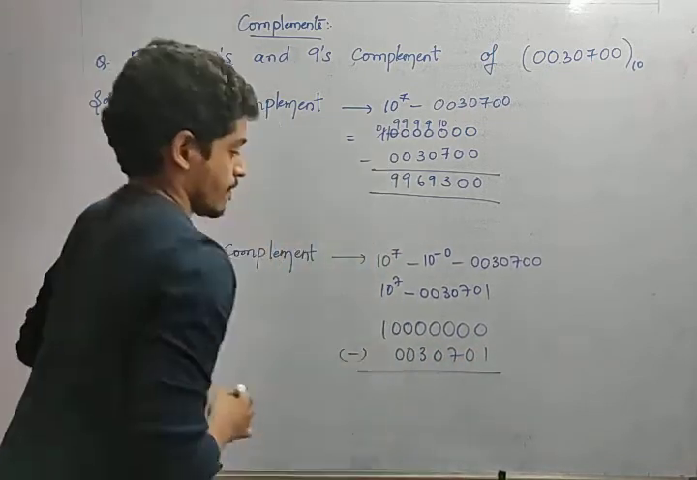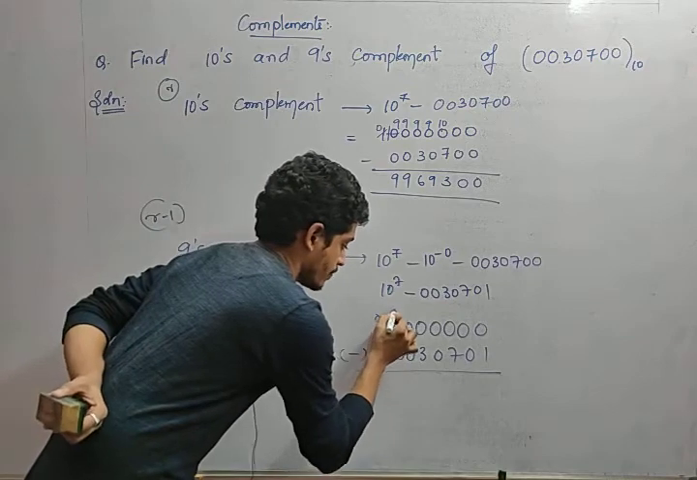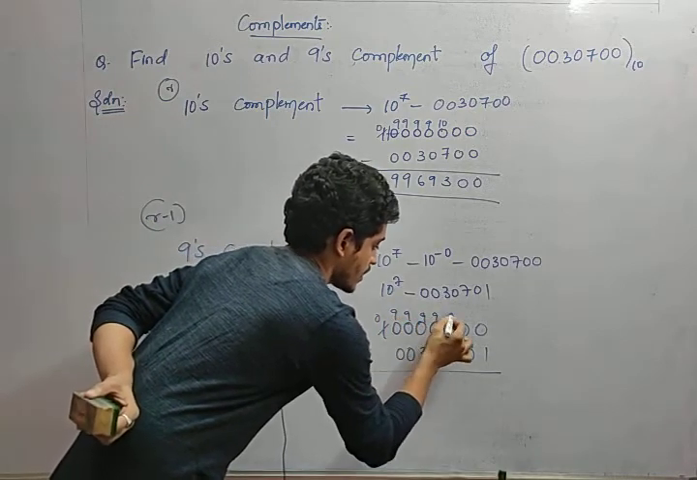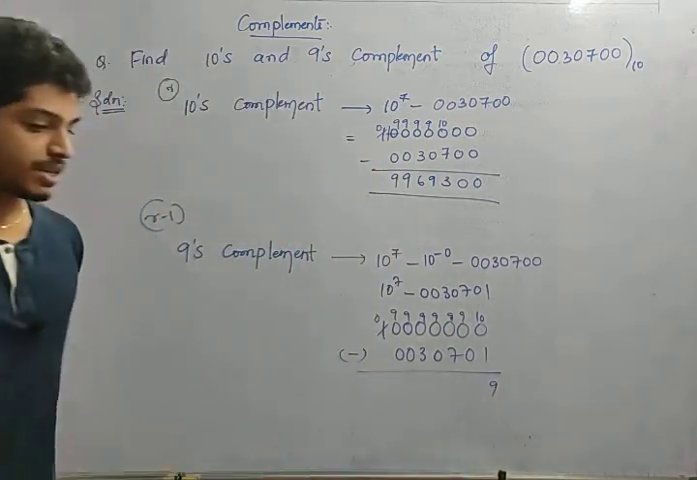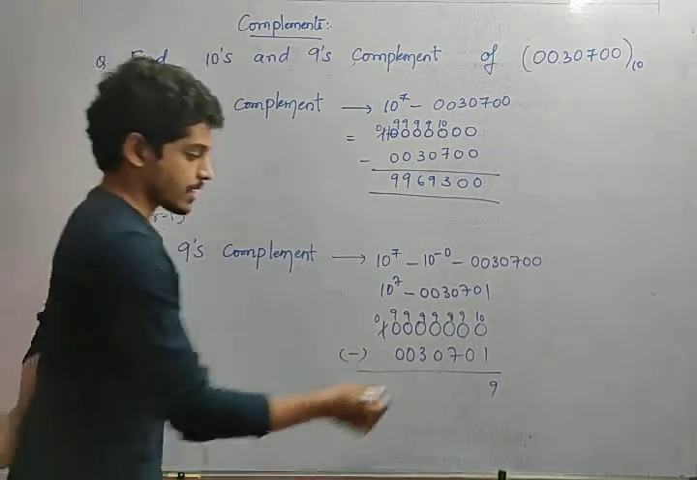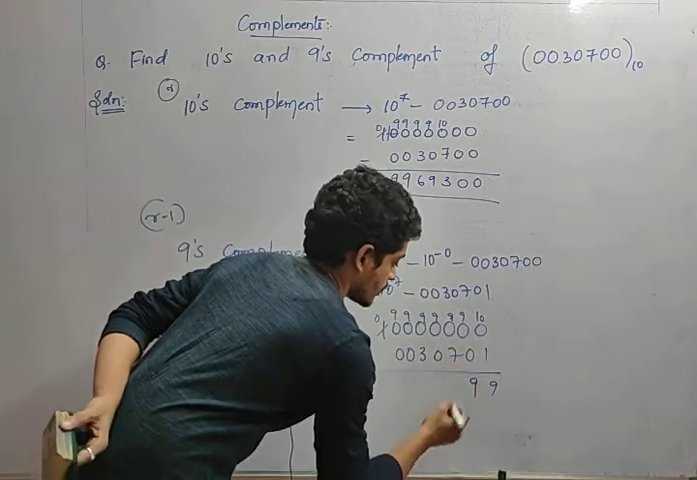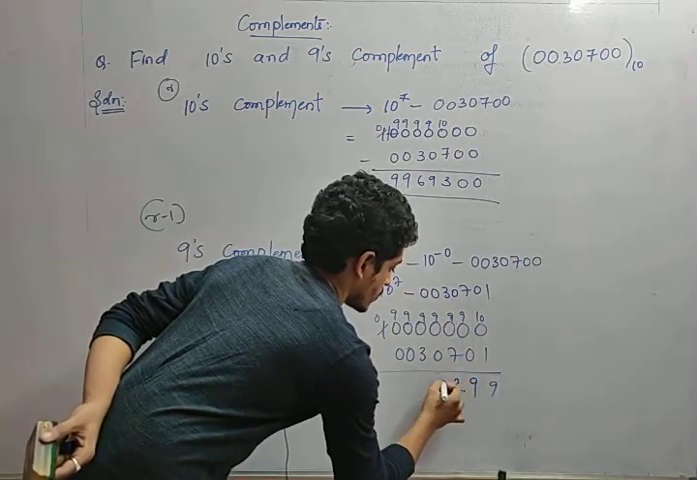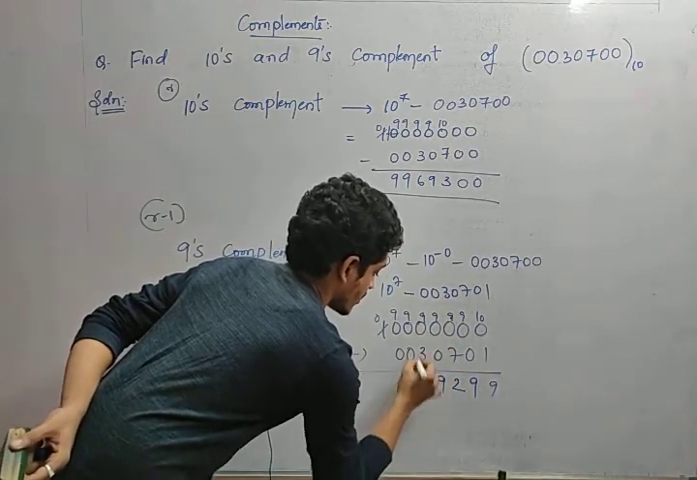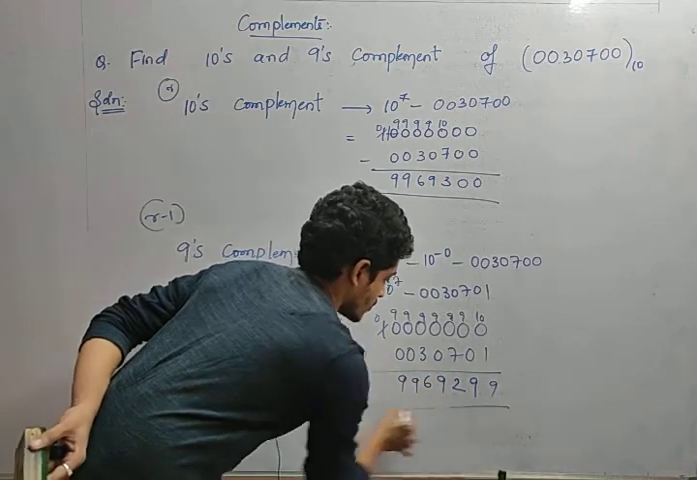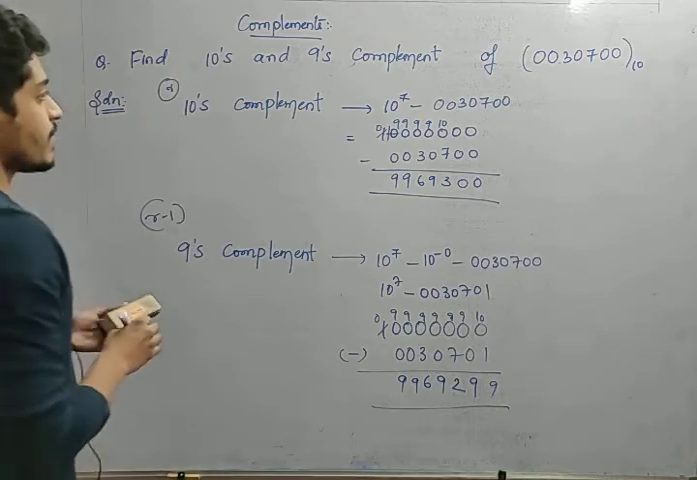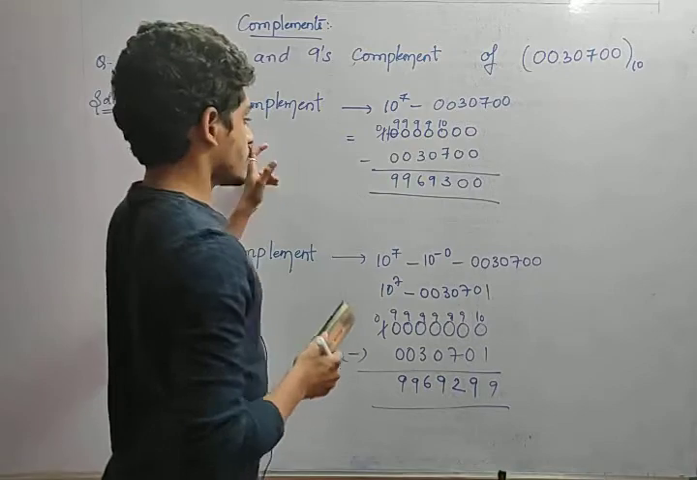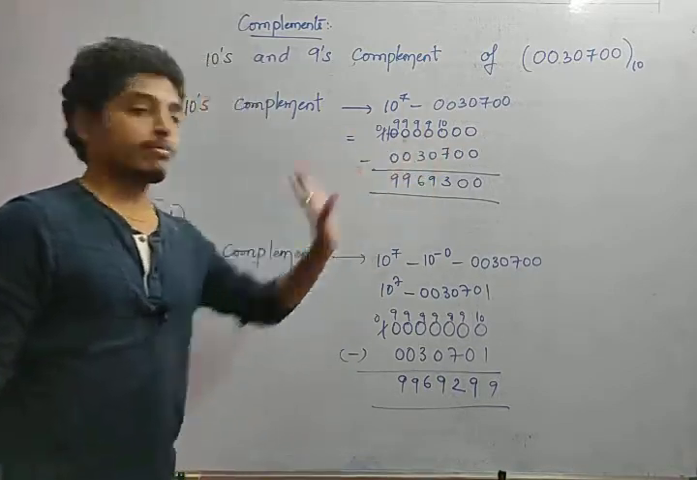So what will we get, friends? Here 9, 9, 9, 9, 9, 9 and it's 10. 10 minus 1 is nothing but 9, right? 9 minus 0 is 9 and 9 minus 7 is 2. 9 minus 0 is 9. 9 minus 3 is 6. 9 minus 0 is 9. 9 minus 0 is 9. So this is the 9's complement, that is 9969299. So this is the way we obtain 10's complement and 9's complement for a given number, right?